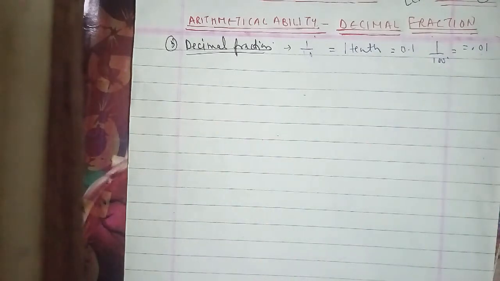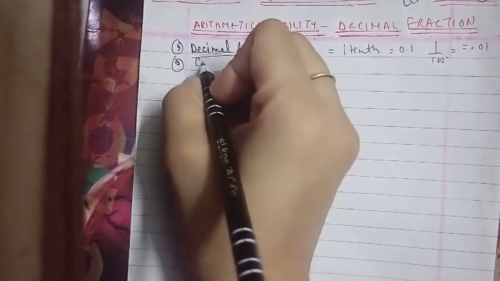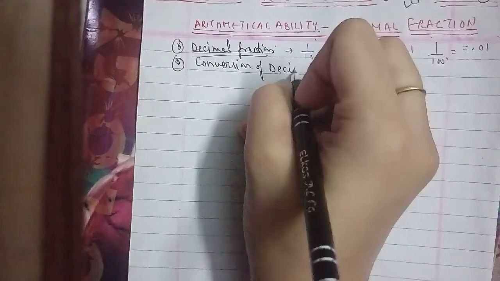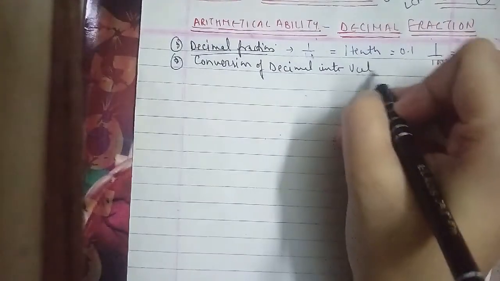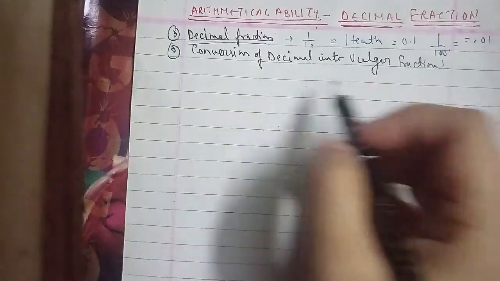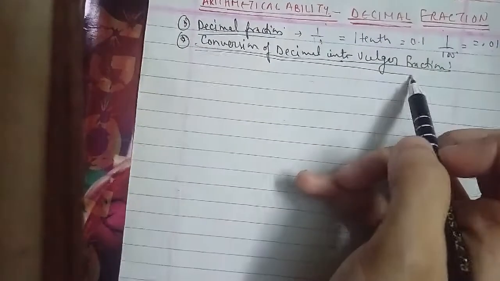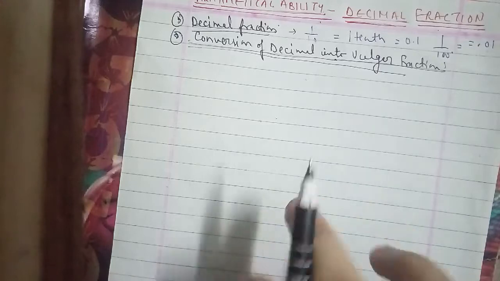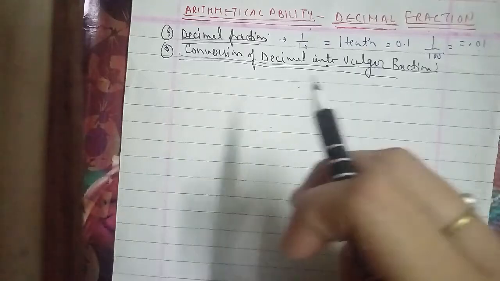Now we'll talk about the second topic, which is conversion of decimal into vulgar fraction. This is very important because these are the topics I am going to explain in this class, since this is the first class of decimal fraction: the basics, the formulas, and the pattern we have to use to solve further questions.